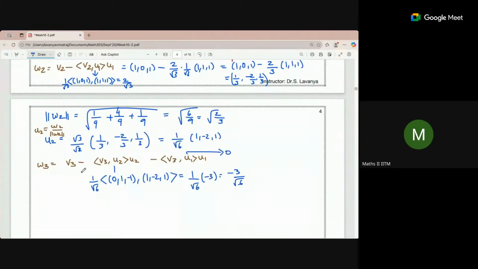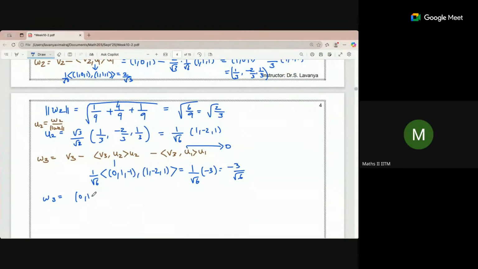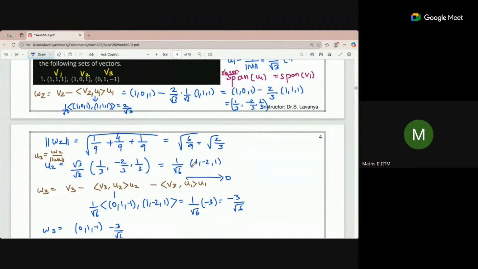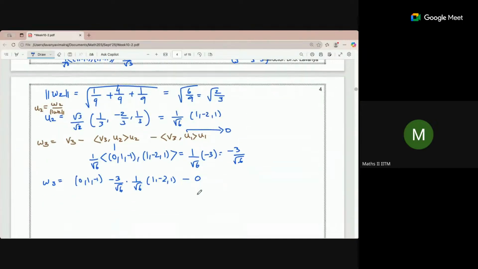Okay, so now you can substitute each of these values. So W3 is V3. What is V3? V3 is (0, 1, minus 1), minus 3 by root 6 times U2. What is U2? U2 is 1 by root 6 times (1, minus 2, 1). And then you have minus inner product V3 comma U1, which is 0, so you only have this part. So you have (0, 1, minus 1) minus 3 by 6 times (1, minus 2, 1). So when you simplify, you have minus 1 by 2 and then 1. Minus into minus becomes plus, so 1 plus 1 is 2. And then this part is minus 1, and here you have minus 1 by 2, so minus 3 by 2. Is this correct?